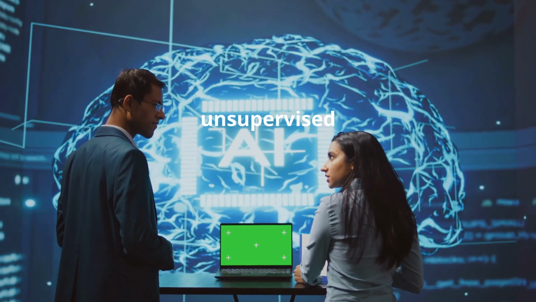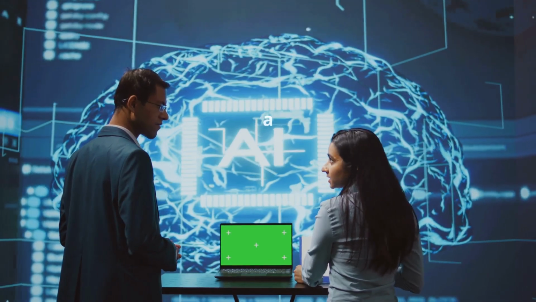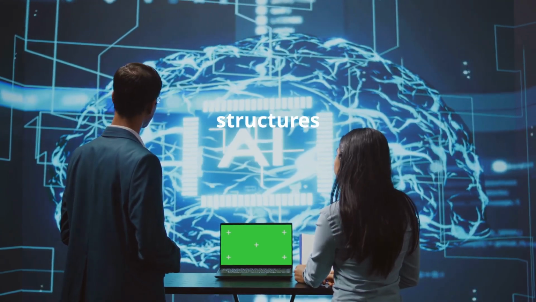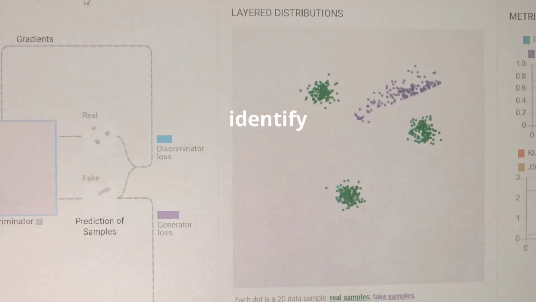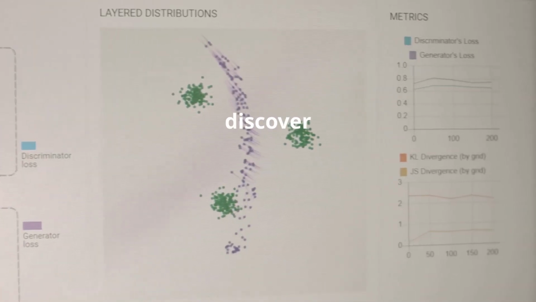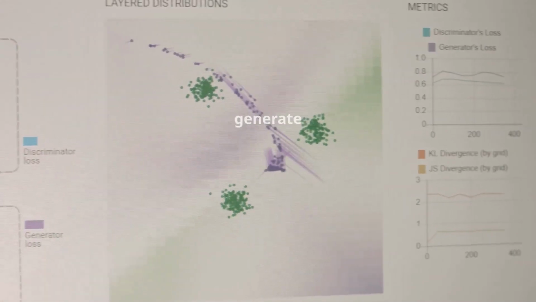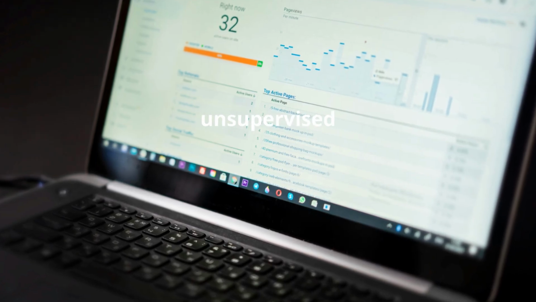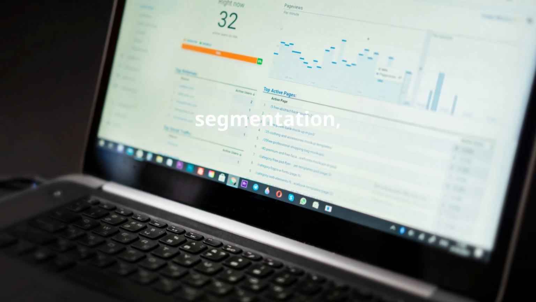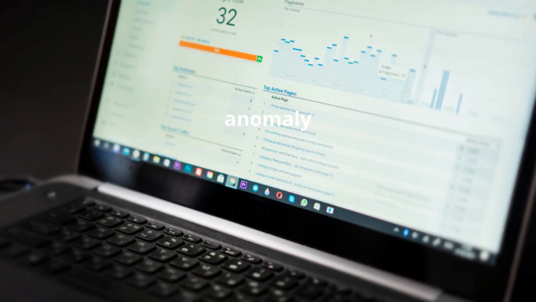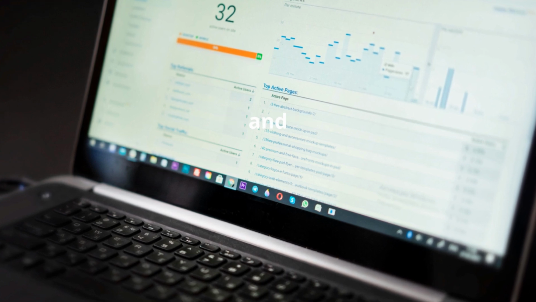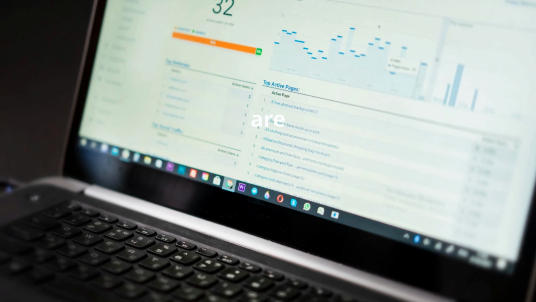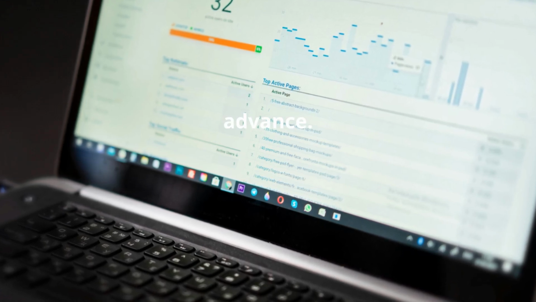Similarly, in unsupervised learning, the AI acts like a detective, sifting through mountains of data to uncover hidden structures and insights. It might identify clusters of similar data points, discover unexpected associations, or even generate new data based on existing patterns. This exploratory nature makes unsupervised learning ideal for tasks like customer segmentation, anomaly detection, and recommendation systems, where the right answers are not always known in advance.